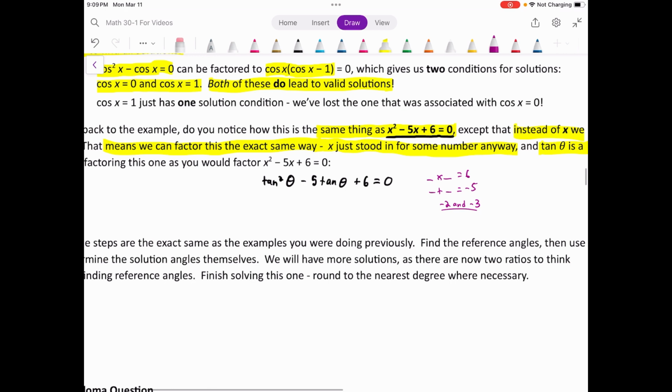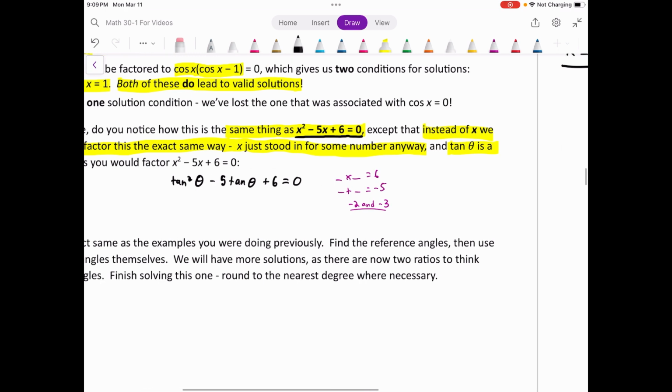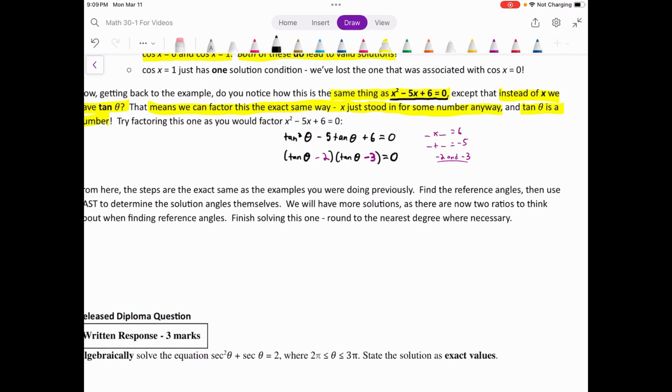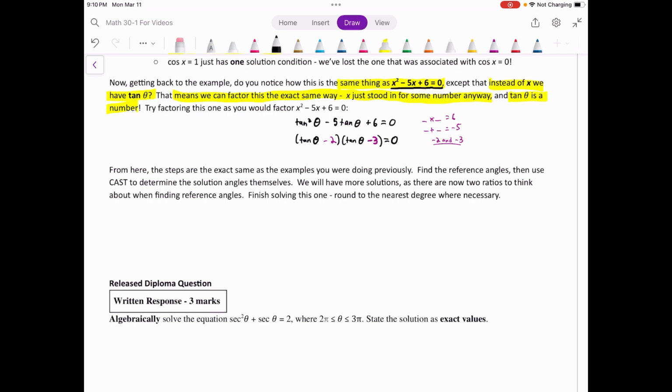So we could rewrite this just as x minus 2 times x minus 3, right? We can rewrite this as tan theta minus 2 times tan theta minus 3. If you go through and replace all those tan thetas with x's, do you see how this is nothing different than solving any other quadratic equation so far? It's just that tan theta is our unknown thing right now instead of an x. Okay, now think about how powerful that is.